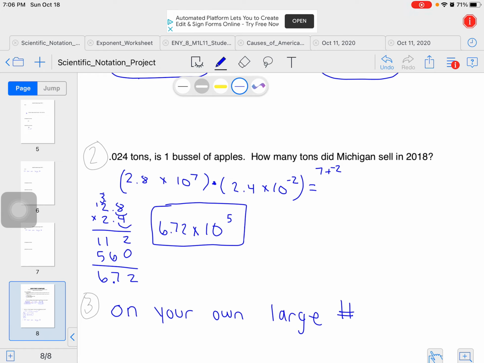I could also write this in standard form by taking 6.72 and moving the decimal 5 times. 2, 3, 4, 5. And that answer is 672,000 tons.